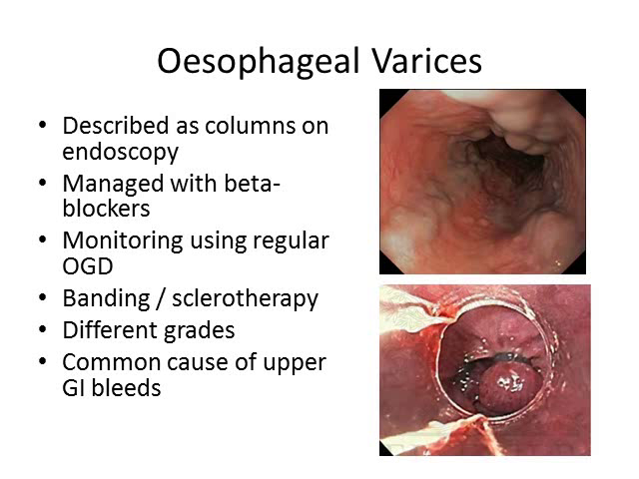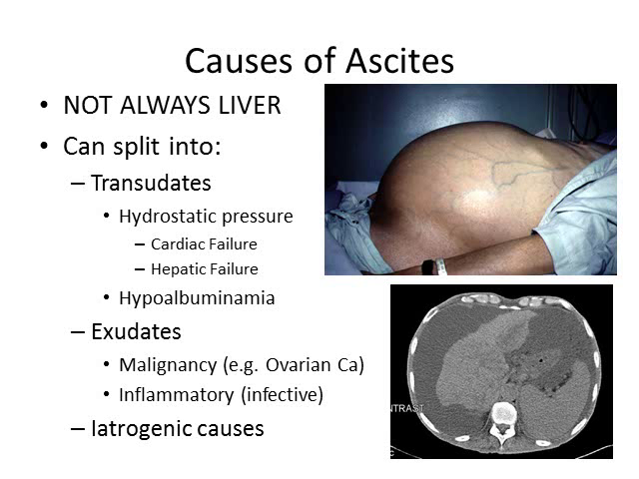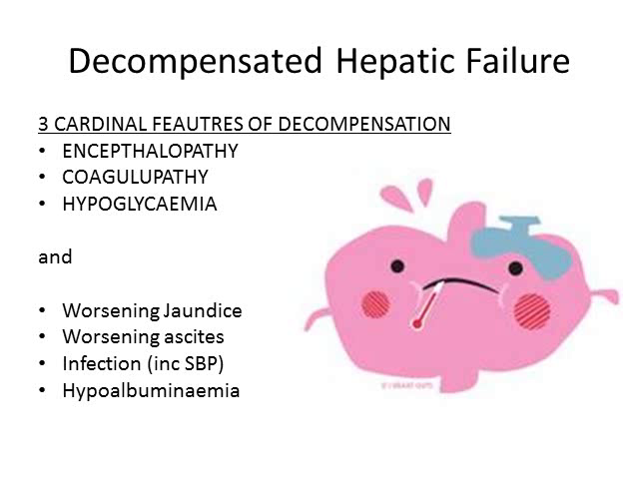Okay. Common cause of upper GI bleeds. I'm not going to go into upper GI bleeds. I think that's a separate lecture as far as I remember. Okay. Becomes infected, so you give antibiotics. You get encephalopathy.